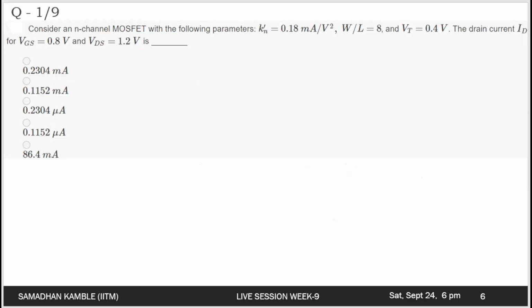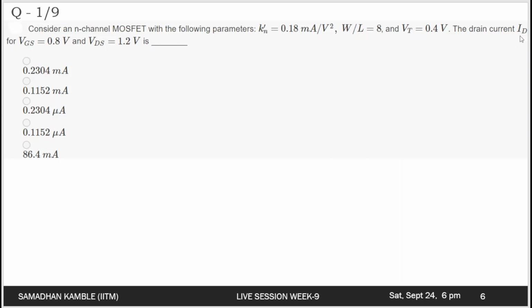So let us start with problem number 1. The problem is as follows. I'll just read it out for you. Consider an n-channel MOSFET with the following parameters. The parameters are given for our reference. First is the Kn prime, next is the ratio of the width and length given as 8, and next is the threshold voltage.